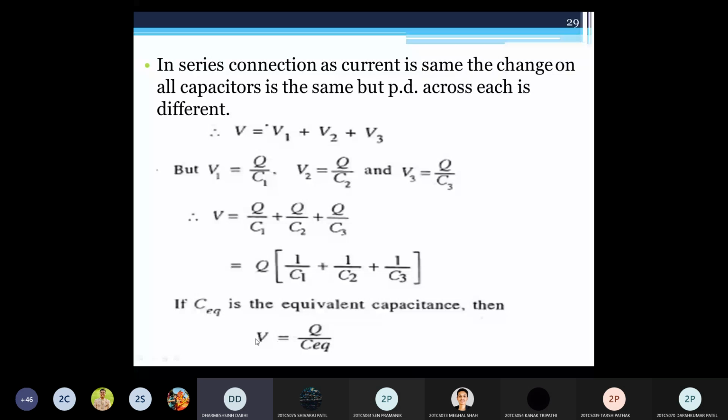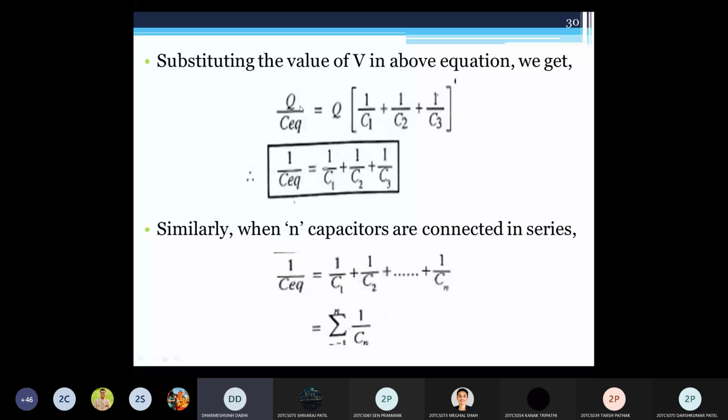So if you put this equation of voltage in that equation, you get Q divided by C equivalent is equal to Q into 1 upon C1 plus 1 upon C2 plus 1 upon C3. Q is constant and common on the right-hand side and left-hand side, so it cancels out. So you get 1 upon C equivalent is equal to 1 upon C1 plus 1 upon C2 plus 1 upon C3. That's how we derive the equation of equivalent capacitance in series connection.